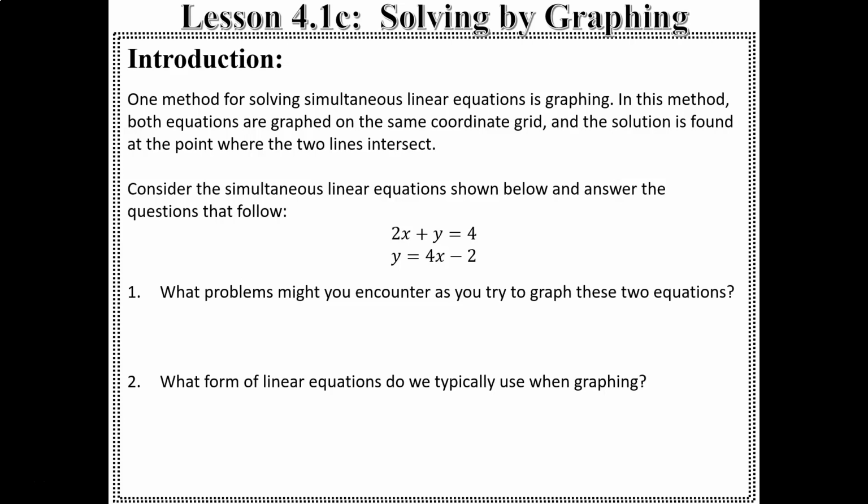So with this method, you're going to graph both of the equations on the same coordinate plane, and then the solution is going to be where the two intersect, just like we did with the apples and peaches. So let's look at this first one. 2x plus y equals 4, and y equals 4x minus 2.